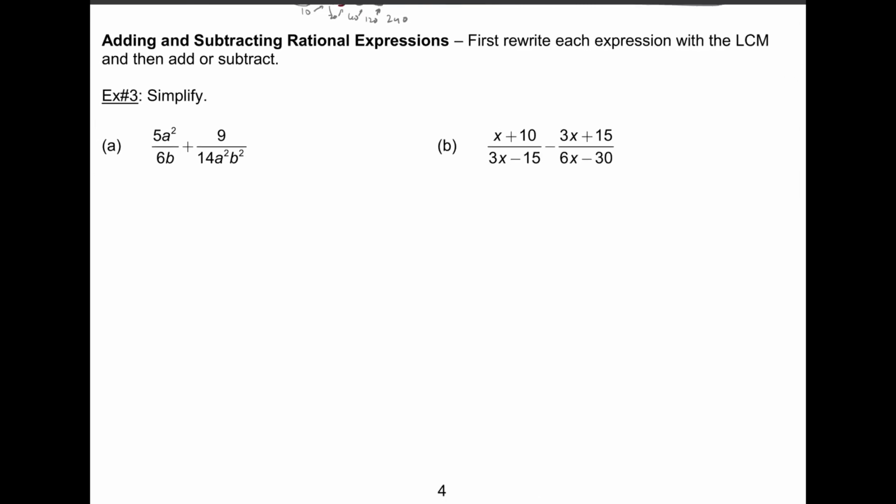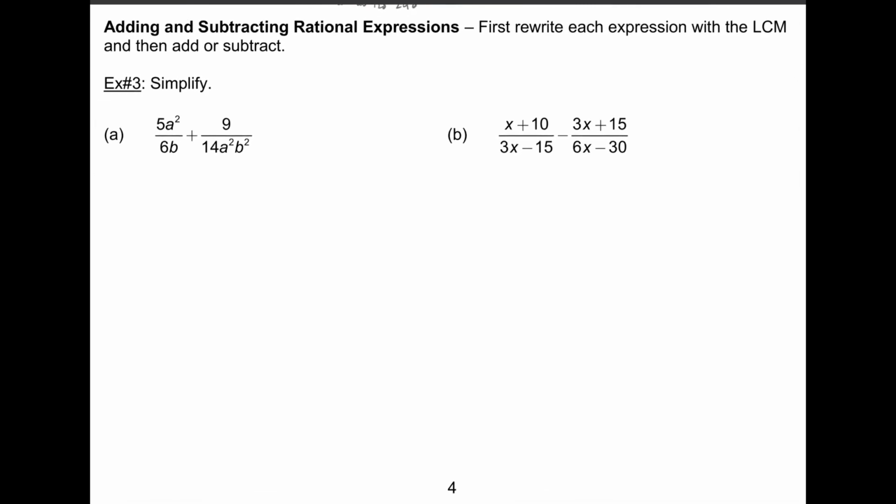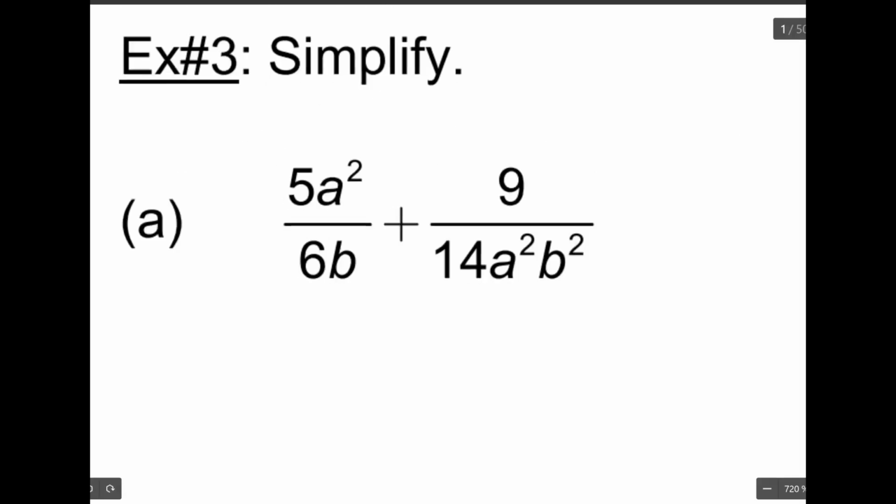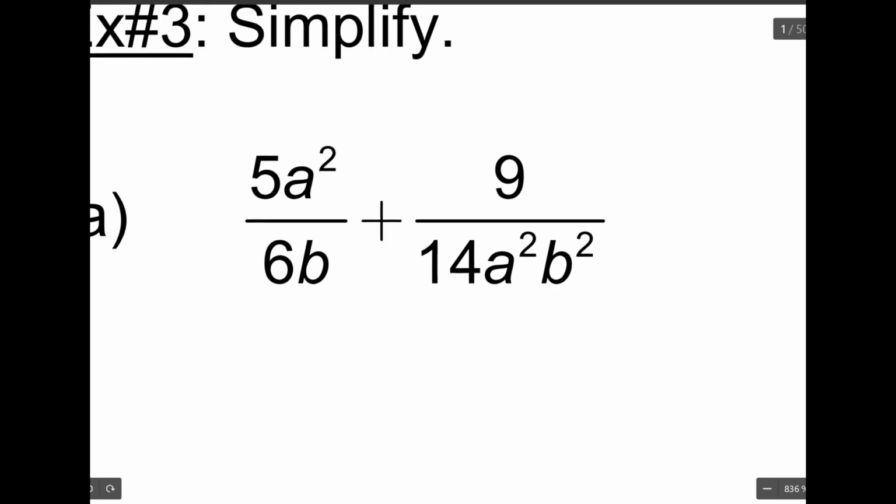So now that we've worked on least common multiple, we're going to work on adding and subtracting them. So I kind of started doing this with you already. So let's rewrite each expression with the least common denominator, then add or subtract. So this one's not quite so bad, right? Not so bad. I need to find the least common denominator, then rewrite it, then add it.